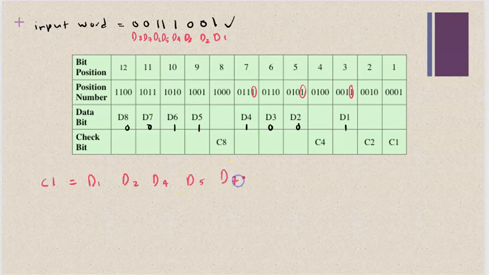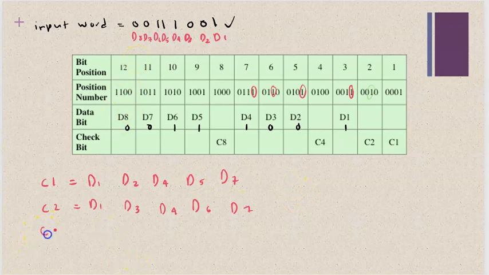D5, D7. Now what about C2? So C2, we are talking about the second rightmost position, which is this guy over here. So does D1 have it? It does. So I'm going to write in D1. Does D2 have it? It does not. Does D3 have it? It does. So D3 goes into our equation. And then D4 has it too, goes into our equation. D5 does not have it. D6 has it. D7 and also D8 does not have it.